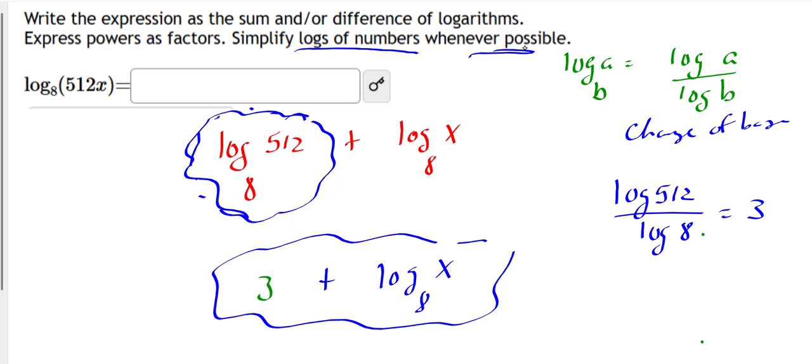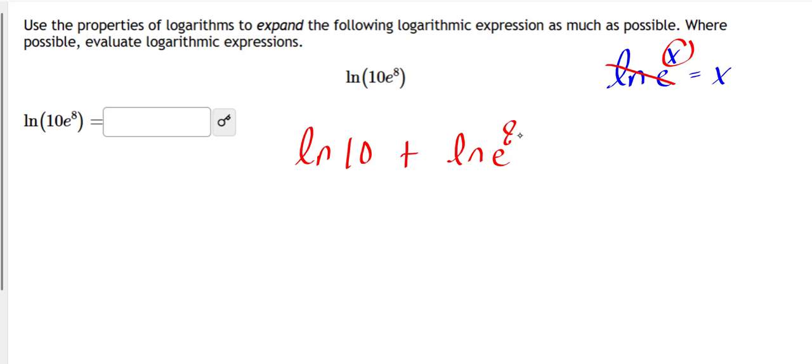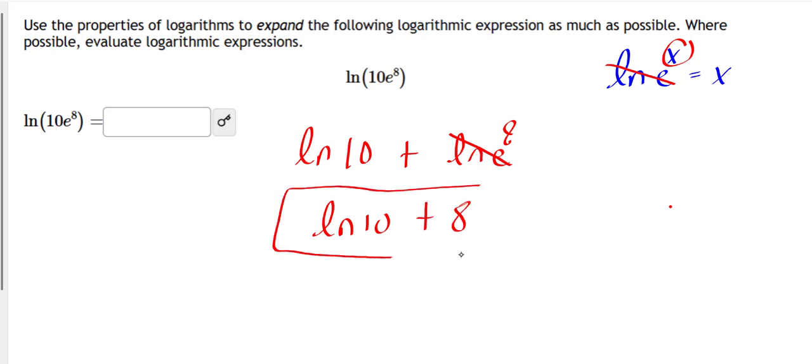All right. Now let's look at another one. This one happens to be a natural log. So you need to understand this property. When you take a natural log of an e, they cancel and leave you with just the exponent up top. A natural log kills an e. So if we look at this, we'll go natural log of 10 plus the natural log of e to the 8. Well, that's great here, but this cancels. So it's natural log of 10 plus 8. So I do not have to worry about the natural log of 10. I could just leave it there, okay?